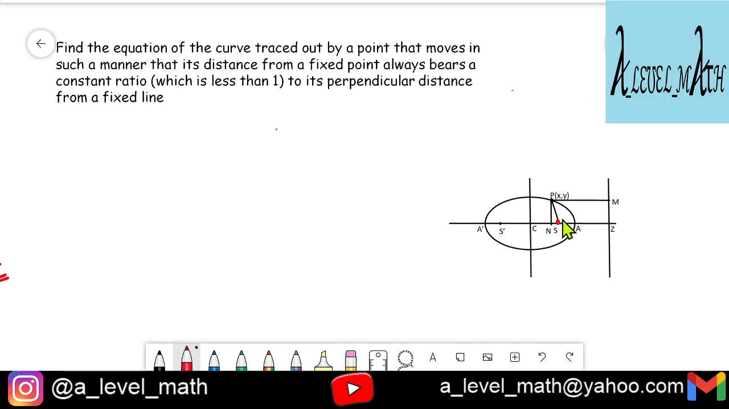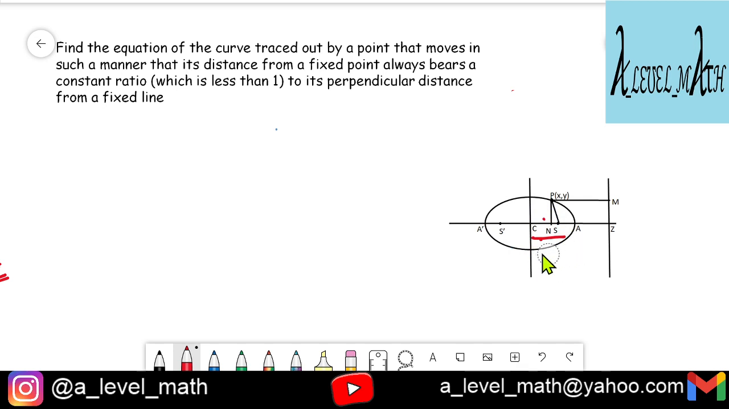So let's quickly see how to determine this equation. Let's assume that this C is the center, which is 0 comma 0, and let's assume that this distance CA is a units. So these are the two assumptions that we make: the center of the ellipse is taken as 0 comma 0, and the distance CA is assumed to be a units.